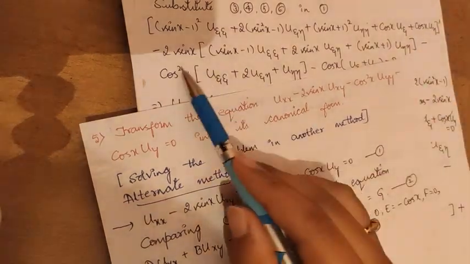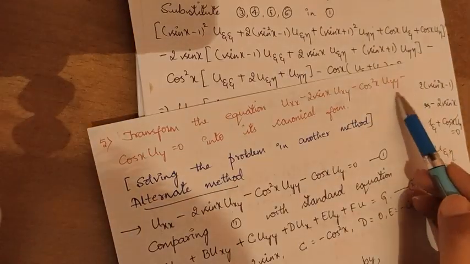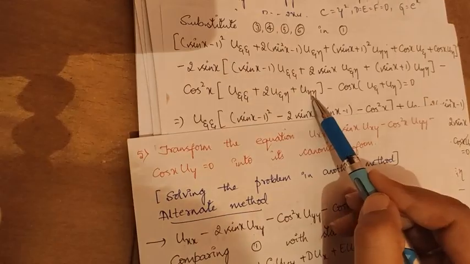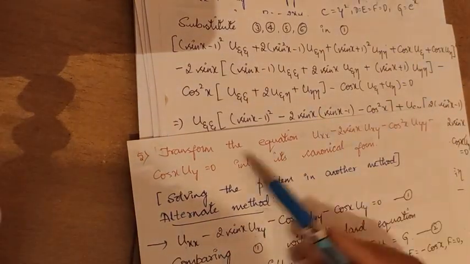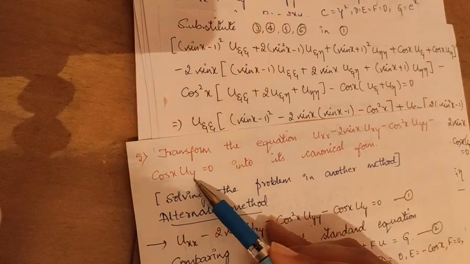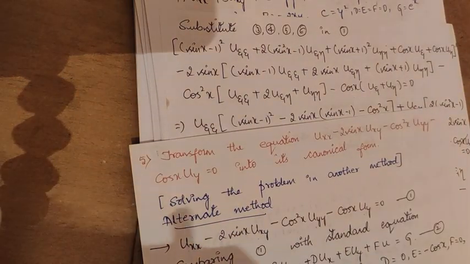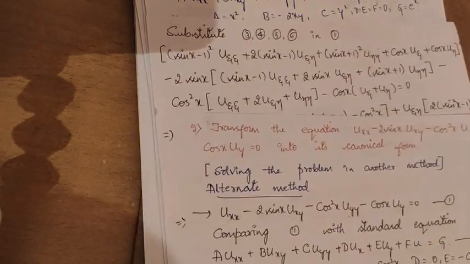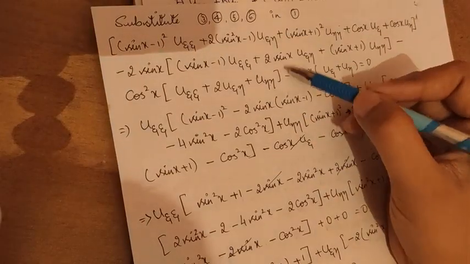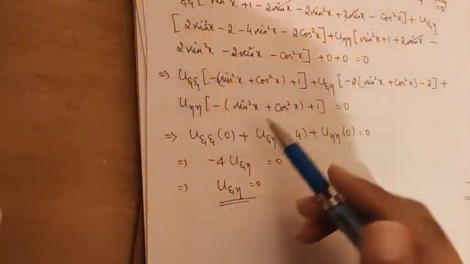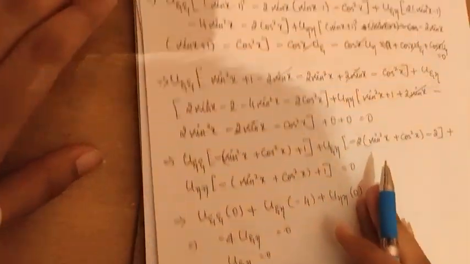minus as it is cos square x as it is, uyy value is this, minus cos x as it is, uy value is u xi plus u eta. So now if you simplify this, you will get the canonical form.